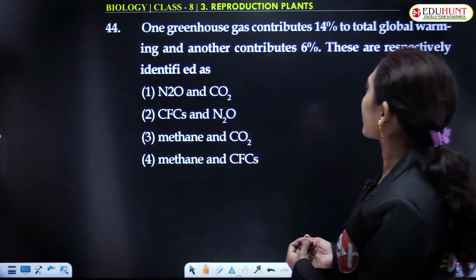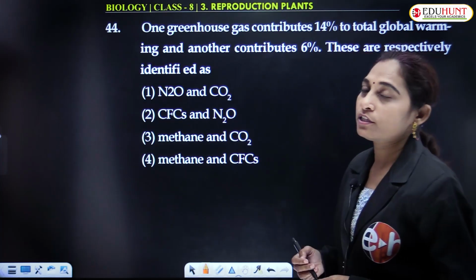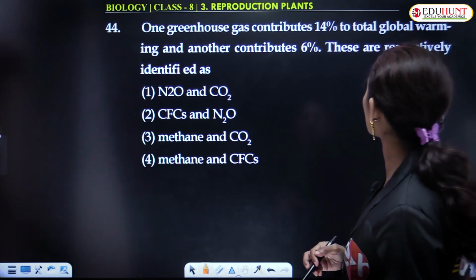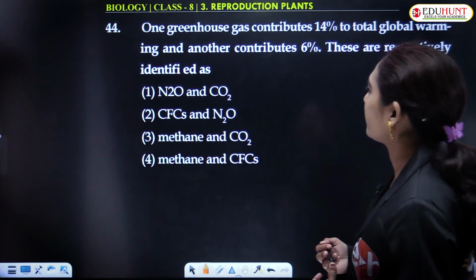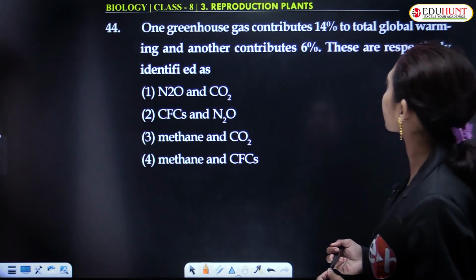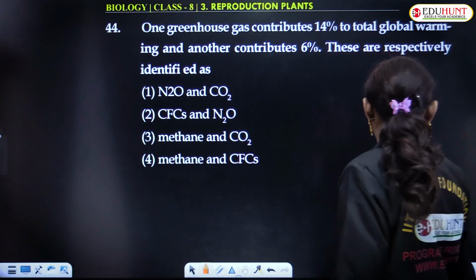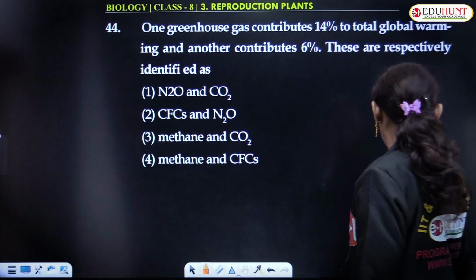One greenhouse gas contributes 14% to the global warming and another contributes 6%. These are respectively identified as, by mistake it is mentioned here, it is not relevant to the topic.